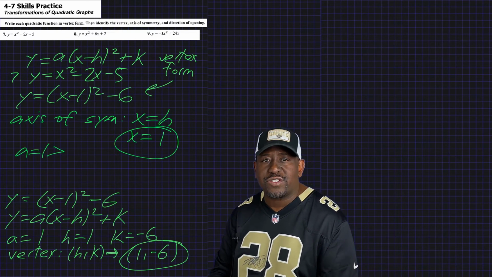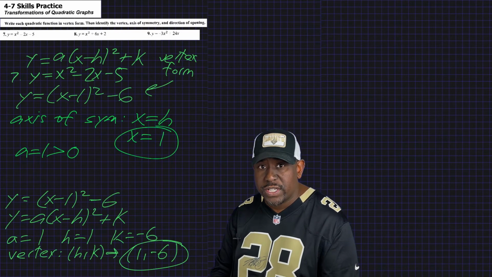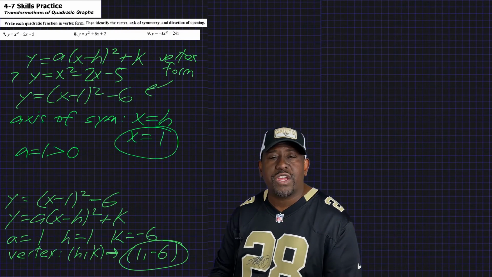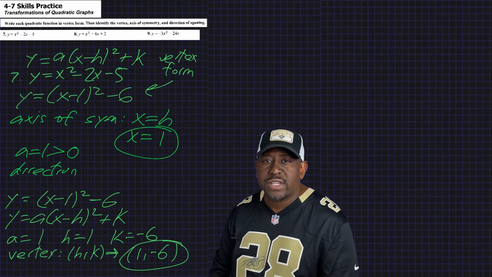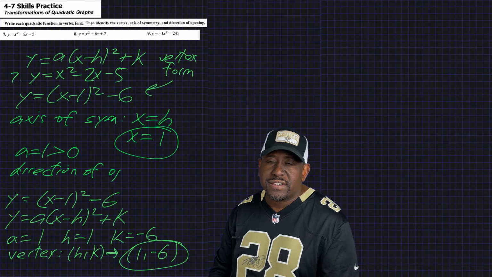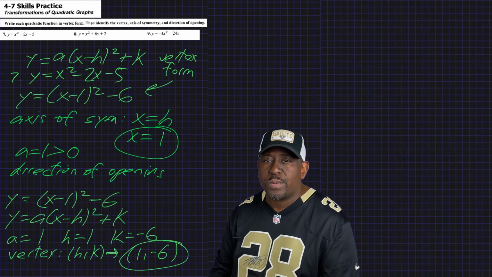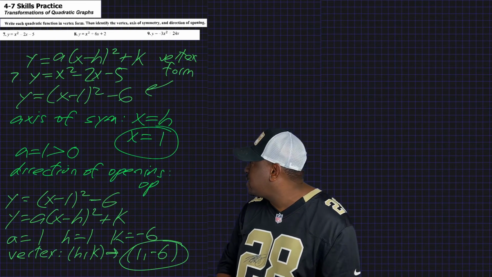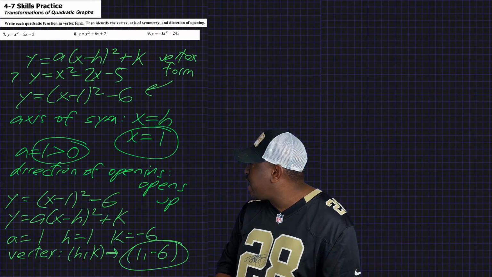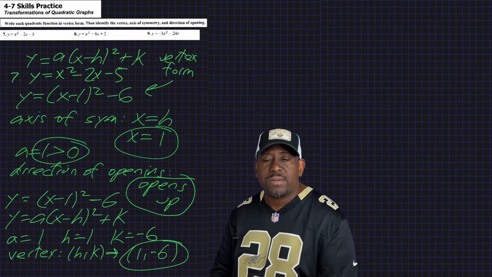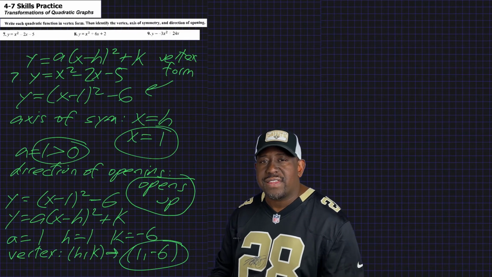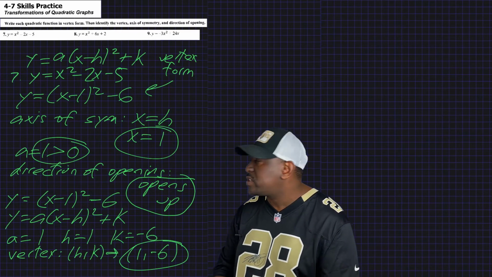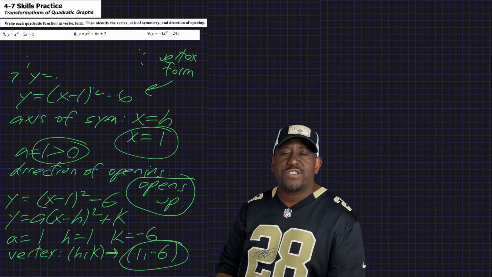We circle that answer. Now we want to look for the direction of opening. Since a is equal to 1, we know a is greater than 0. It's a positive number. So the parabola will open upward, since a is positive. Opens up. Now we have solved our problem and answered the three questions. We've got the vertex, we've gotten the axis of symmetry, and we found the direction of opening. And so we're done with number 7.